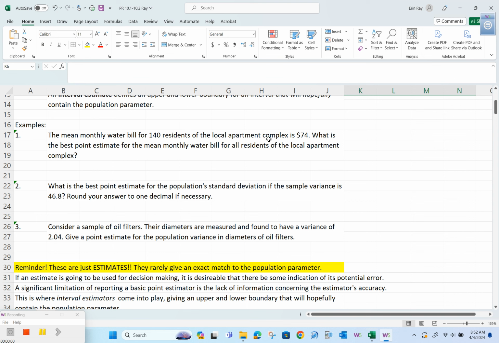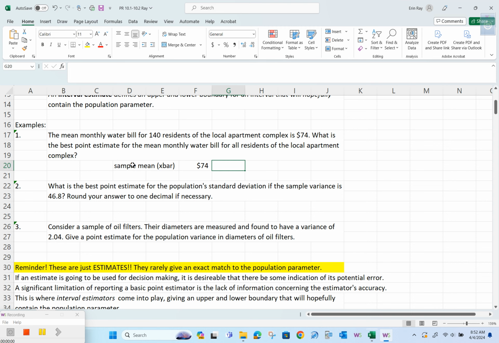So when we're reading through a problem, we're going to look for either this is a sample measurement, a statistic, or this is a population measurement, a parameter. And then, of course, what it's actually measuring, a mean, a proportion, a standard deviation, something like that. So this one, it tells us mean, and because of its being for just 140 residents, it's the sample mean. So our sample mean is denoted with x bar, that's our symbol, and they tell us that is $74.